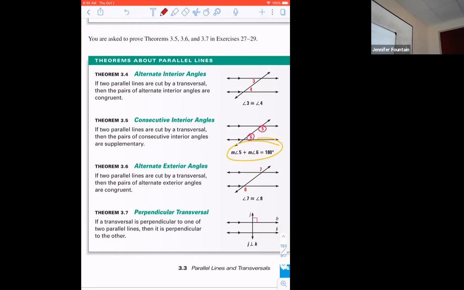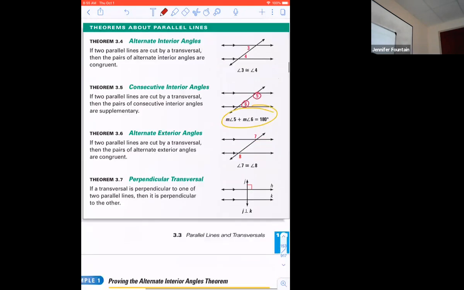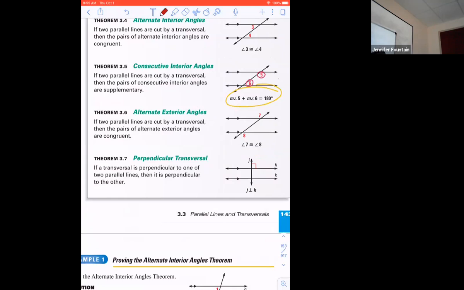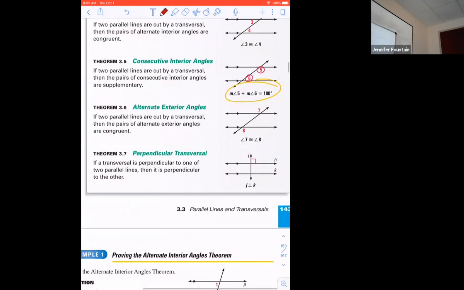Okay, so earlier when we were talking about these 4 types of angles, we were looking at lines that were not parallel. So that doesn't necessarily mean that my measures are going to be equal to each other unless it's two parallel lines. Okay, so we cannot assume congruence unless the transversal is cutting parallel lines. Same thing with consecutive interior, alternate exterior, and perpendicular transversals, okay? They're only going to be congruent in those angle relationships if it's parallel lines.